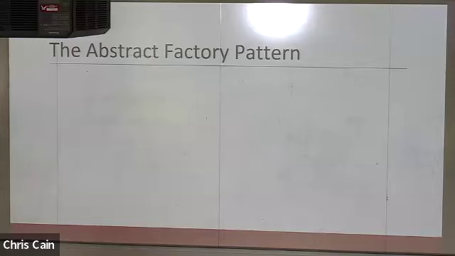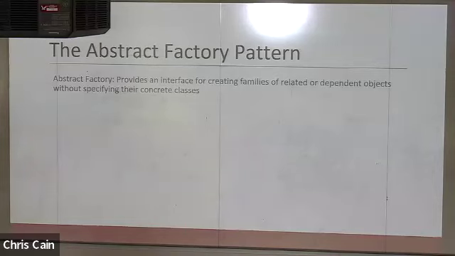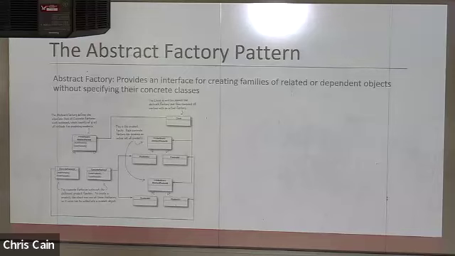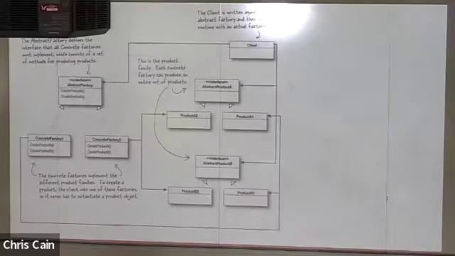So the abstract factory pattern just gives us the interface for creating some family of related objects without the need to specify their concrete classes. So the UML looks something like this. Here we have the client. The client interacts directly with the abstract factory, with the abstract product, and that's it. Each of those interfaces know which are the associated types the client ordered.